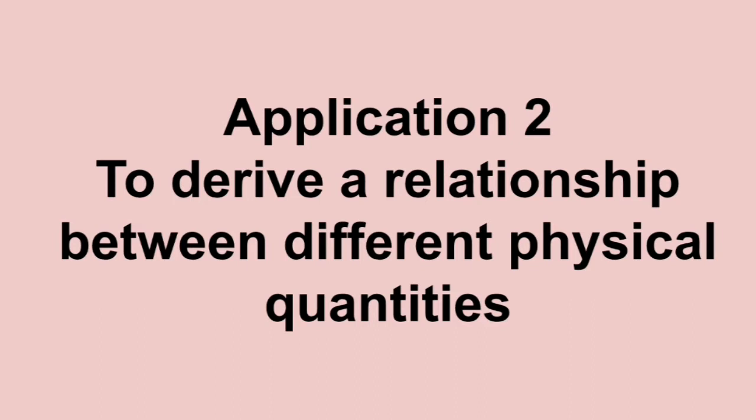Today, we are discussing the second application of dimensional analysis. It is to derive a relationship between different physical quantities. So, the method we adopt here is the method of dimensions. First of all, we have to be thorough with the physical quantities involved. That means when we are going to derive a physical relation, we should know on which other quantities that particular quantity depends. With that knowledge, we will be finding out the relationship between different physical quantities. Let's discuss this with examples.